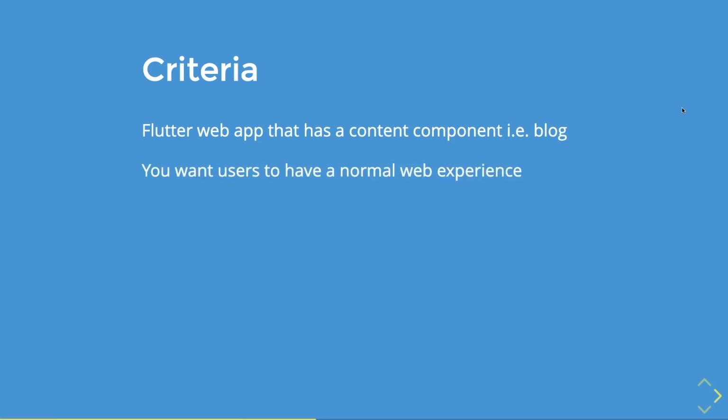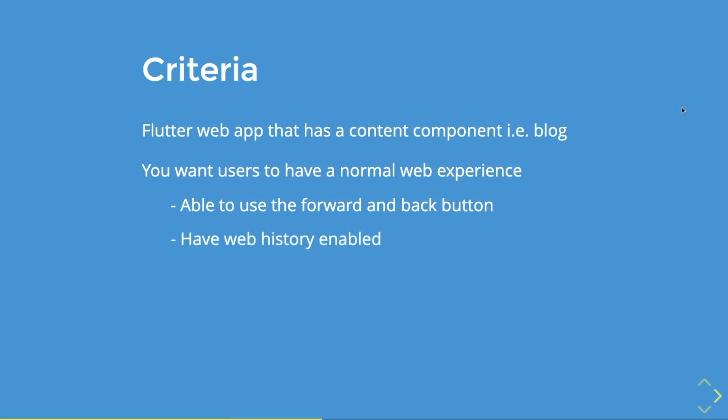Second is that you want users to have a normal web experience. So what do I mean by that? Well, the first one is that you want the users to be able to use the forward and back button. If you don't want users to use these buttons or you don't care, then you don't have to go through the pain of Navigator 2.0. Secondly, you want to have web history enabled. So if a user were to read a lot of content, then you probably want some web history enabled inside your Flutter Web app. Third, you expect the users to change the URL of the website.